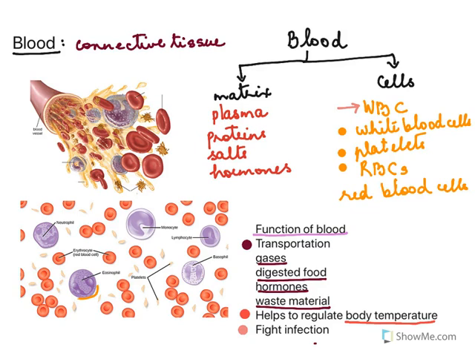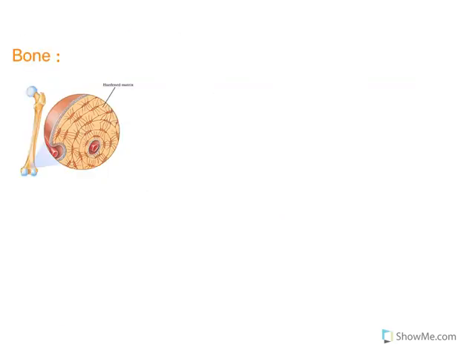The matrix plasma contains proteins, salts, hormones, and the different kinds of cells present in the blood are the white blood cells, the platelets, the red blood cells, and other cells too. And we also saw the function of the blood.